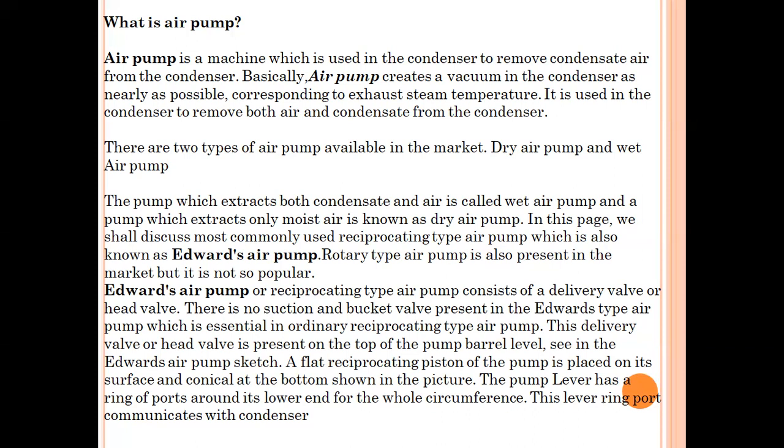See, in the Edward air pump cage, a flat reciprocating piston of the pump is placed, flat on its surface and conical at the bottom, as shown in the picture. The pump barrel has a ring of ports around its lower end for the whole circumference. This ring of ports communicates with the condenser.